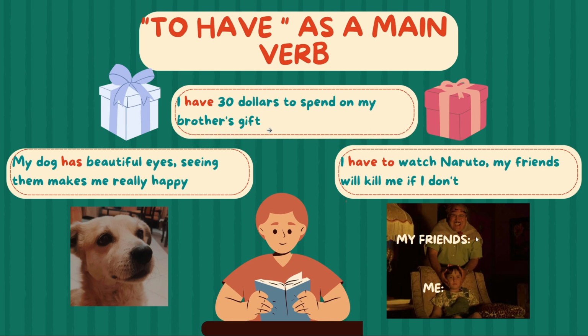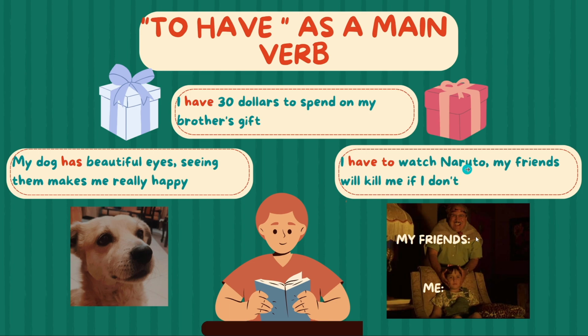Another meaning that to have expresses is possession. It's something about characteristics of something or someone. So my dog has beautiful eyes. Seeing them makes me really happy. It's something he was born with, so it's something of characteristics. Entitlement is the third meaning that to have expresses. So I have to watch Naruto. My friends will kill me if I don't. Entitlement means obligation or permission that's assigned by someone.